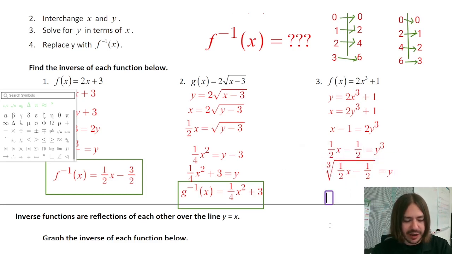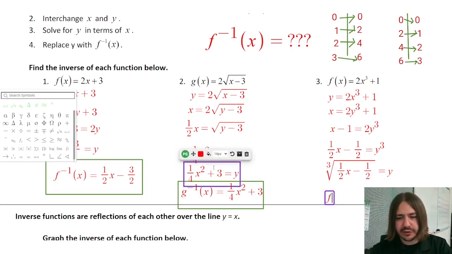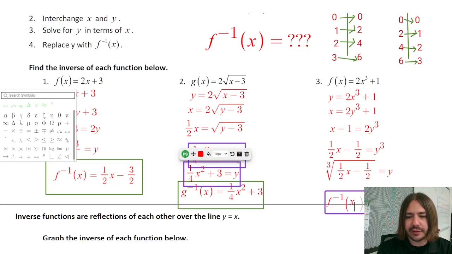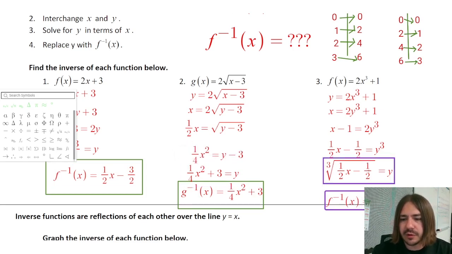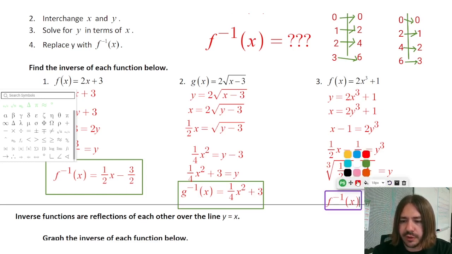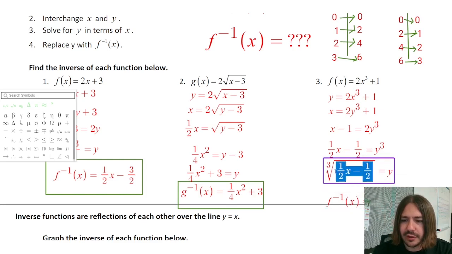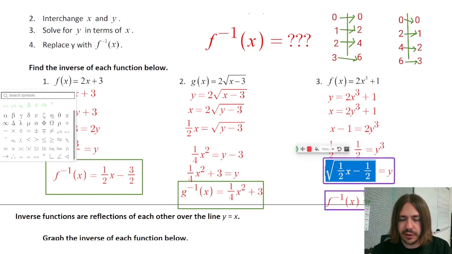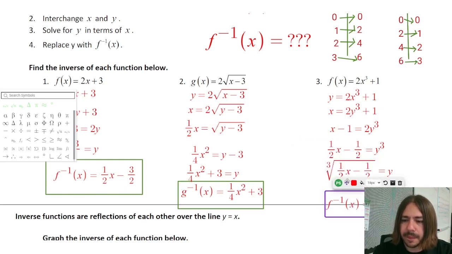But here we go. So we've now found the inverse of f here. The inverse of f of x is going to equal this whole expression, the cube root of 1/2 x minus 1/2. I didn't copy that properly. Okay, well, you want to copy that for some reason. That's not copying. There we go.